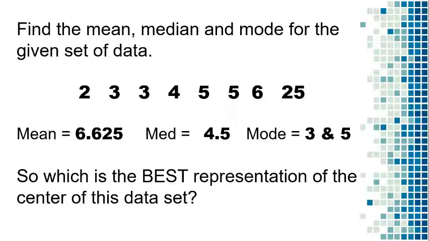Okay, so really quick, we're just going to do a quick refresher. We know how to find the mean, median, and mode. I'm not going to go through how to do that, but I'm just showing you the outcome here. So here's our set of data. We've got 2, 3, 3, 4, 5, 5, 6, and then the number 25. If you were to type all these in, you'd get 6.625 for your mean. Your median would be 4.5, and then your mode is the numbers 3 and 5.